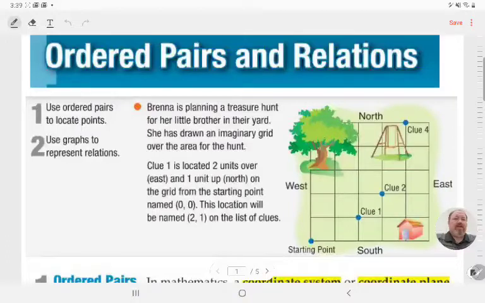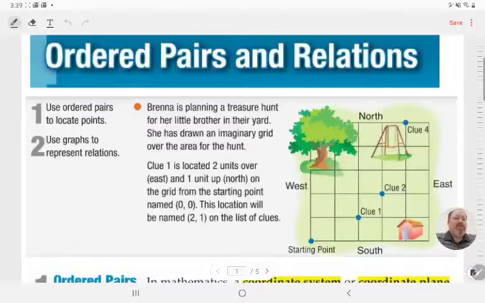It says, Brenna is planning a treasure hunt for her little brother in their yard. She has drawn an imaginary grid over the area for the hunt. Clue 1 is located 2 units over east and 1 unit up north on the grid from the starting point named 0, 0. This location will be named 2, 1 on the list of clues.